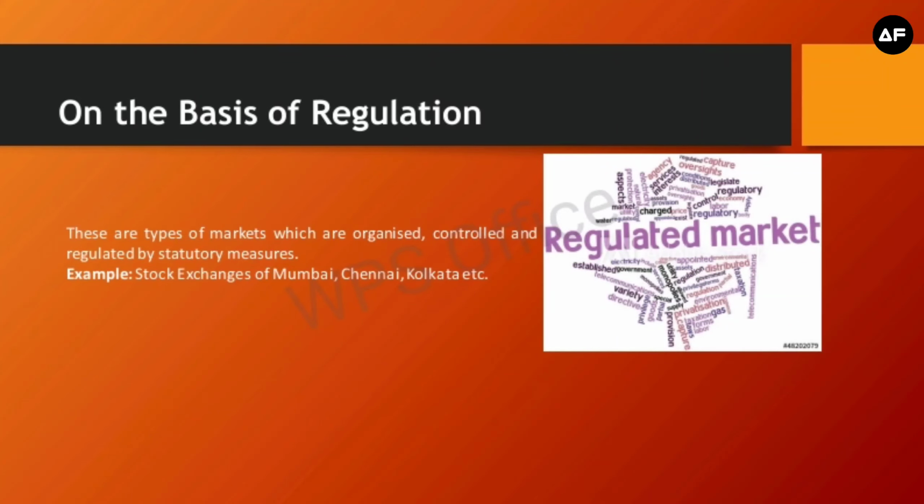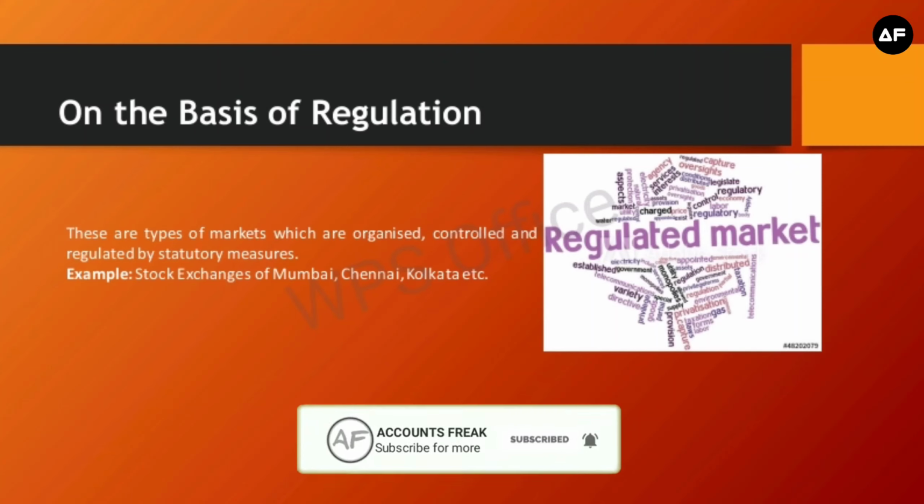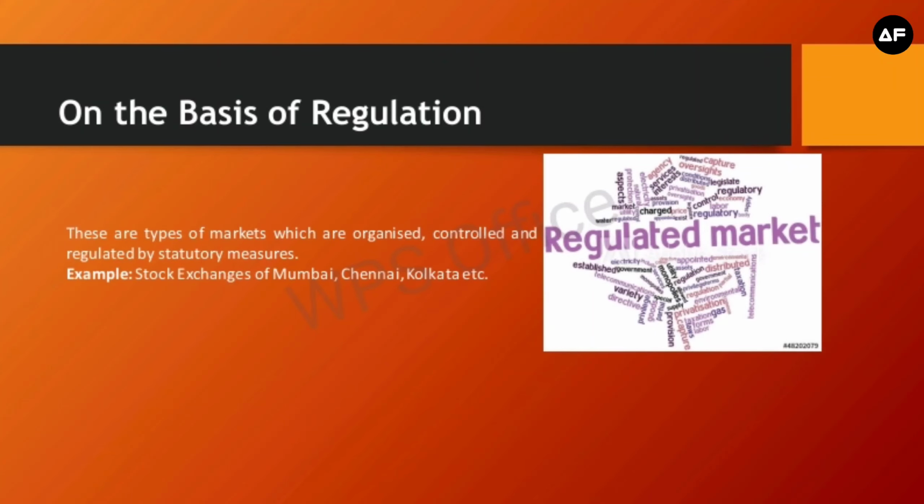Next is on the basis of regulations. Regulations, in the sense of laws which determine the market, divide it into two types, regulated market and unregulated market. Regulated markets are markets which are organized, controlled and regulated by a set of laws or statutory measures, so it's called a regulated market. The famous example is a stock exchange.